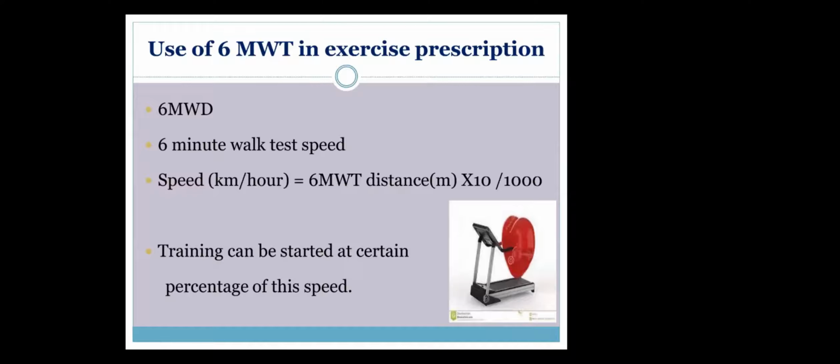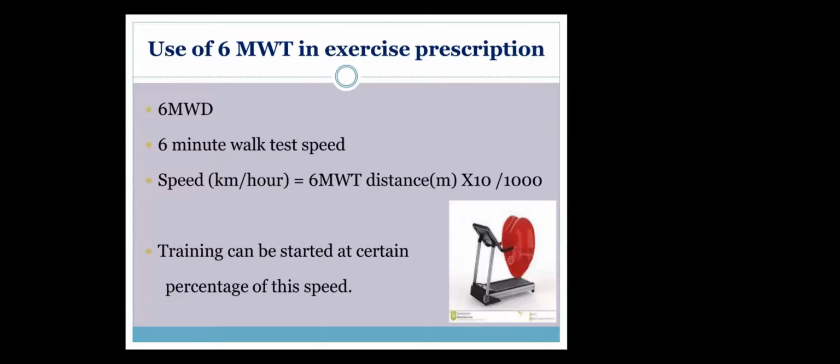So this has an advantage that it will be precise as compared to a generalized treadmill walking program. Because it is derived from a 6-minute walk test report, we will have specific details of that patient, or specific capacity of that patient. So we can prescribe the exercise program, or the treadmill speed, depending on that specific distance.